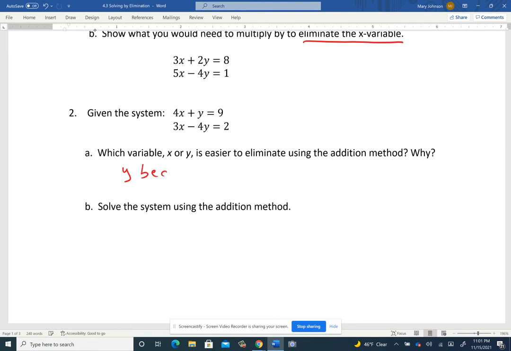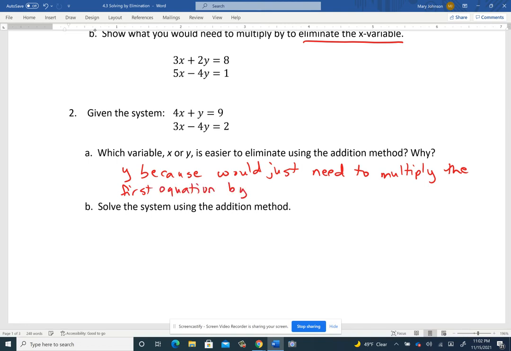Because we just need to multiply the first equation by 4 on both sides. Okay.